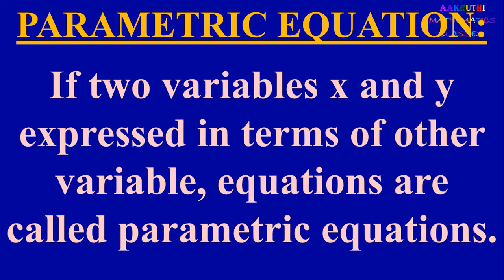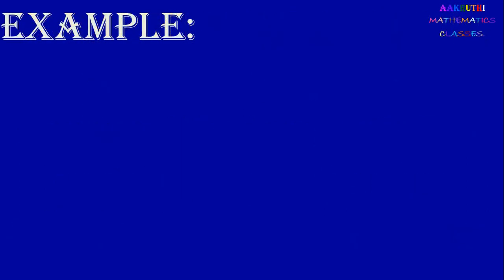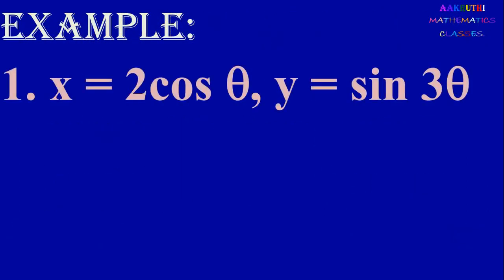If two variables x and y are expressed in terms of another variable, the equations are called parametric equations. We see an example. Suppose x equal to 2 cos theta and y equal to sin 3 theta. So this is a parametric equation. Here x and y are expressed in terms of theta.